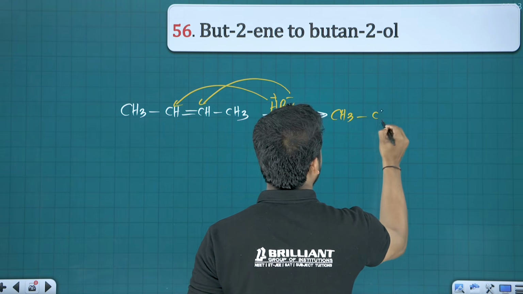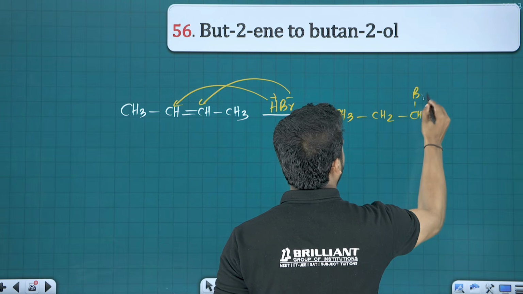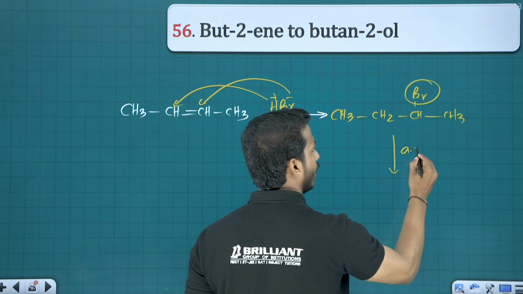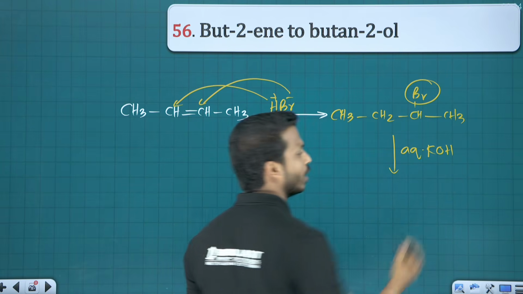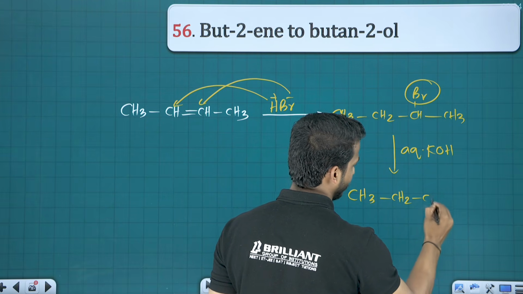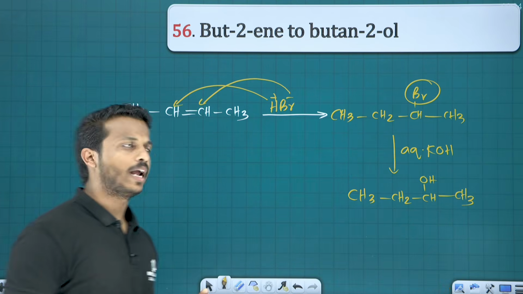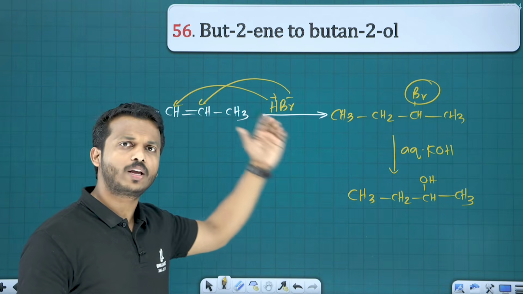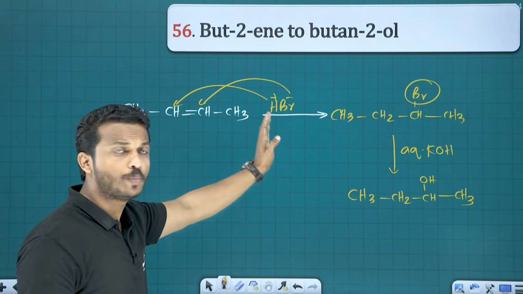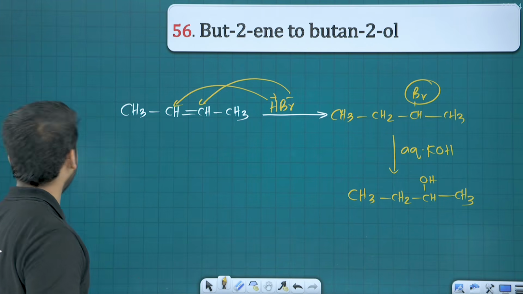We get CH3, CH2, CH, Br and then CH3. Now how do you replace this Br by OH? We can use aqueous KOH, the haloalkane reaction. So we get butan-2-ol. Simple, right? To get an alkene to alcohol, we can also use acid catalyzed hydration, but the better route is HBr, then you get the bromide, then aqueous KOH. So this is butan-2-ol.